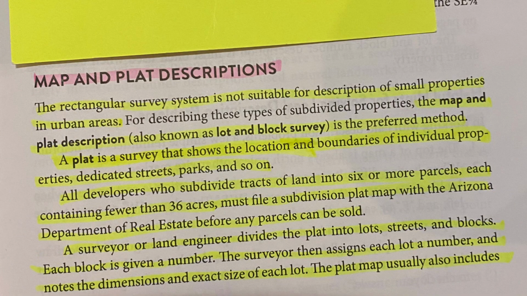Map and plat descriptions. The rectangular survey system is not suitable for description of small properties in urban areas. The map and plat description, also known as lot and block survey, is a preferred method. A plat is a survey that shows the location and boundaries of individual properties, dedicated streets, parks, and so on.